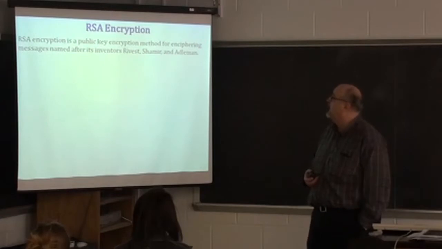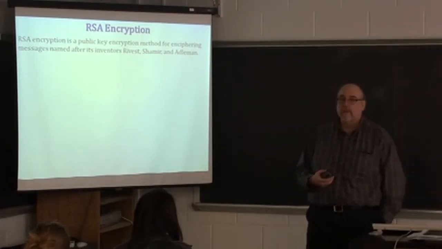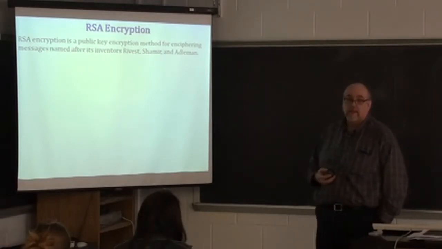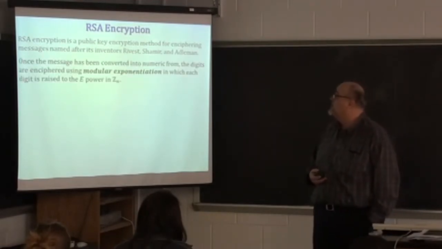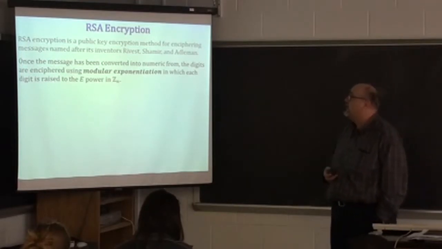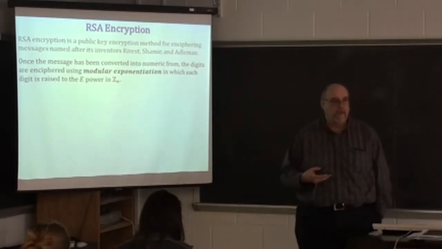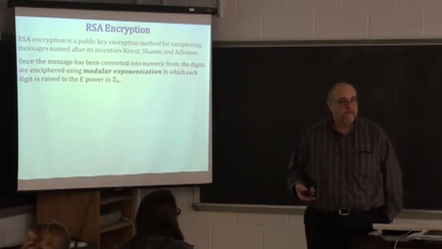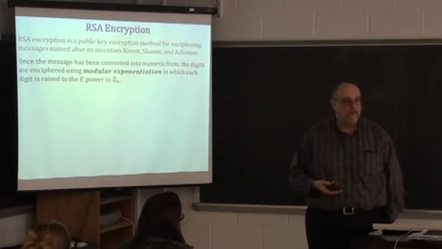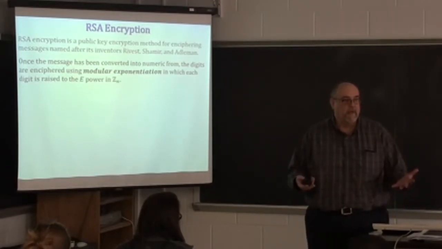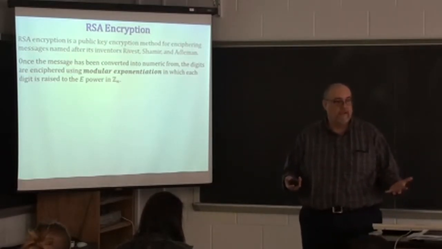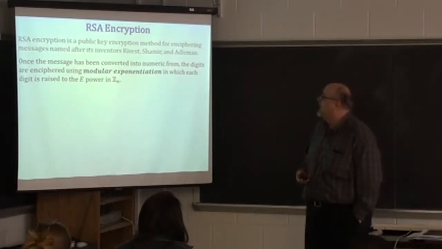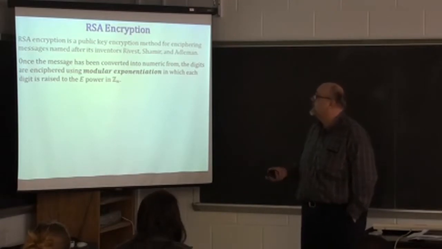It's called RSA after its inventors, Rivest, Shamir, and Adelman. Once these messages have been converted into a numeric form, remember with codes, we turn letters into numbers. We're looking at a function here to do the coding for us, so we need numerical things to do the calculation on. Can't do the calculation on letters. So we take our message and we turn it into digits.